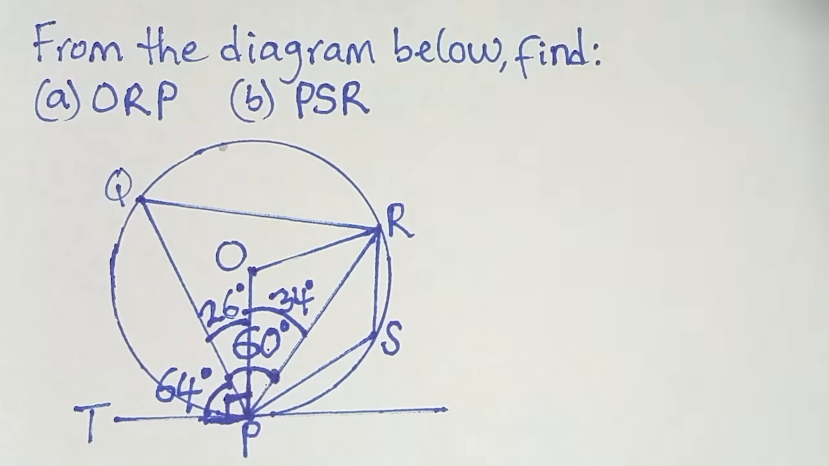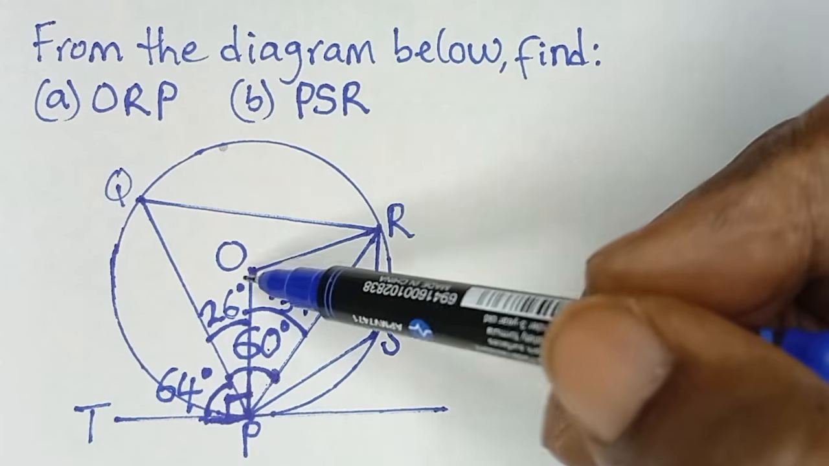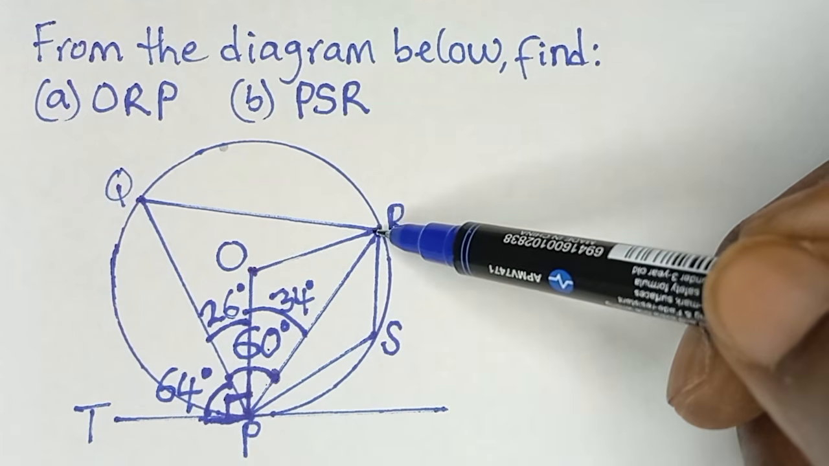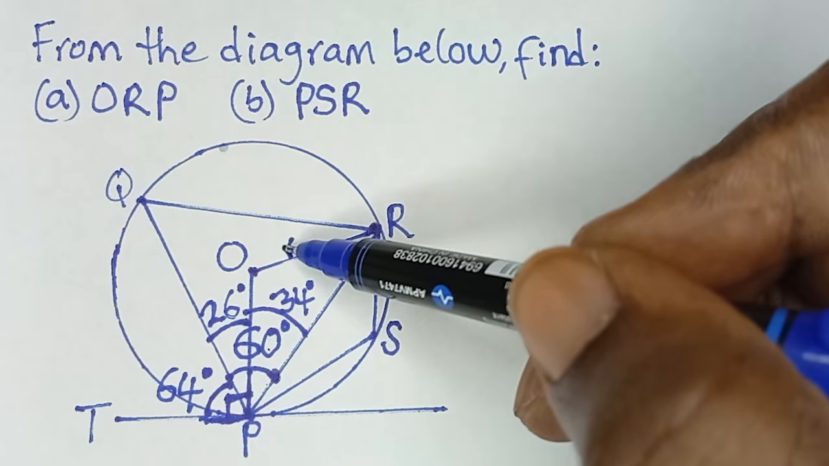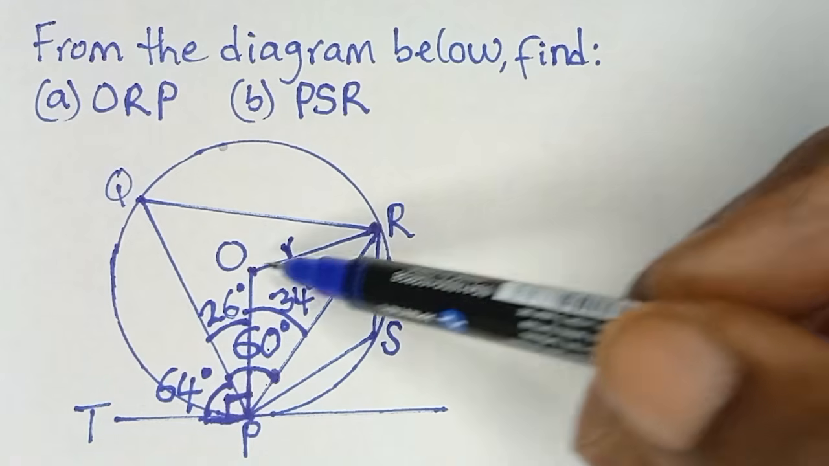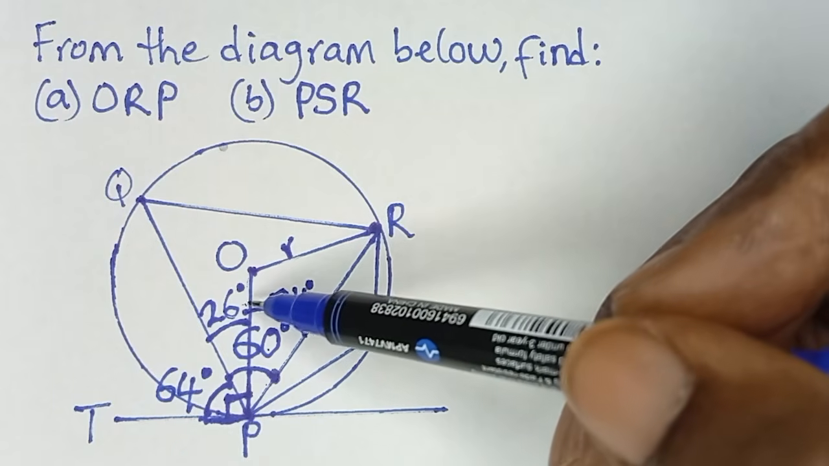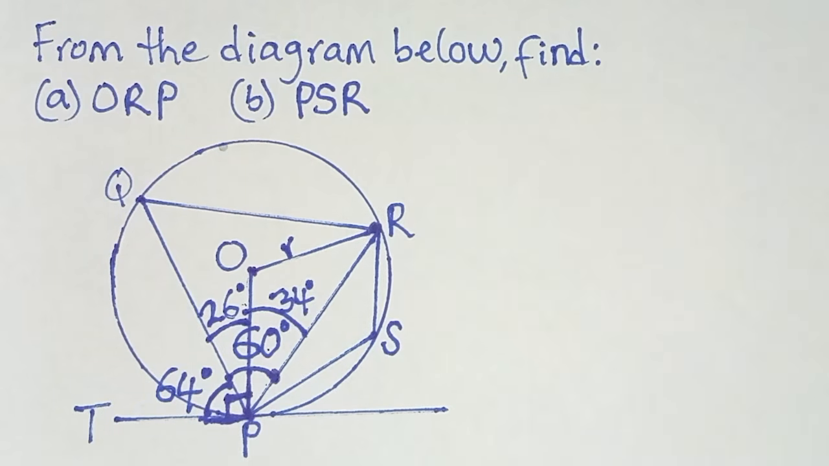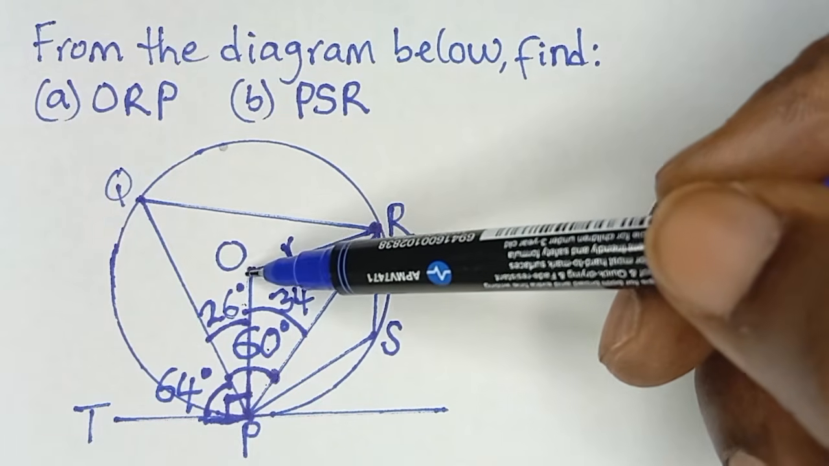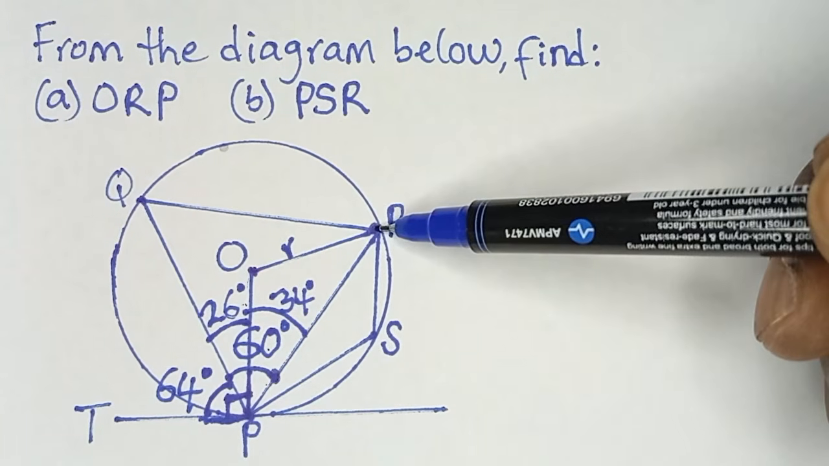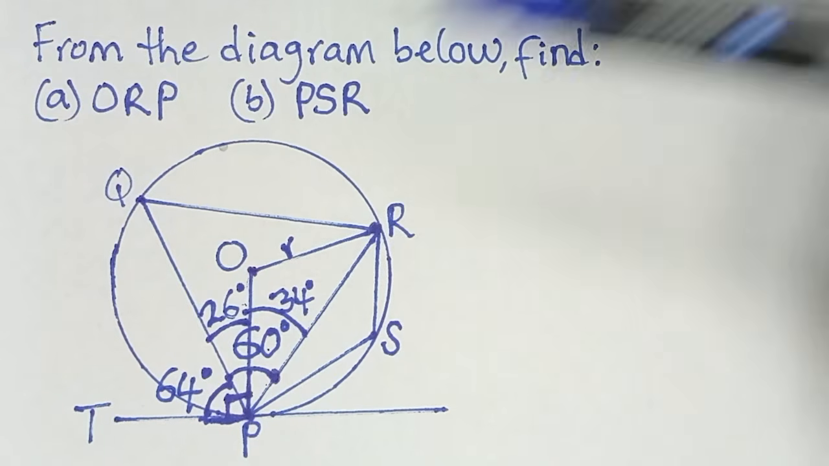Now, if you look at this triangle, this is a radius, as I've explained before. This is also a radius from this center to this circumference. Any line from center to circumference is a radius. So this line is equal to this line, because the two of them are radii of the circle. So they are both equal lines. That tells us that this triangle is an isosceles triangle. Triangle OPR is an isosceles triangle because two sides are equal. These two sides are equal.